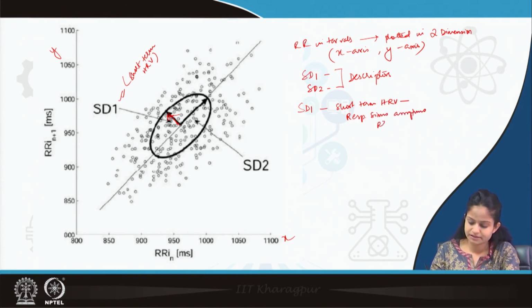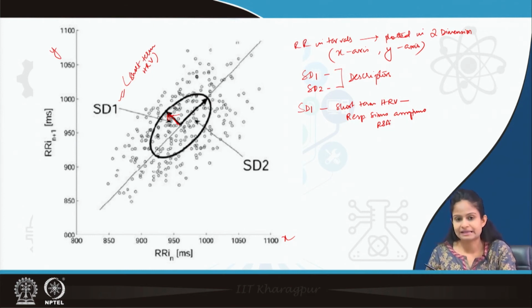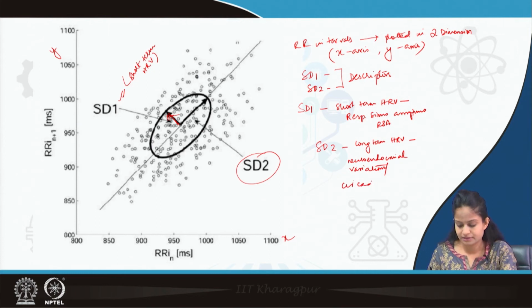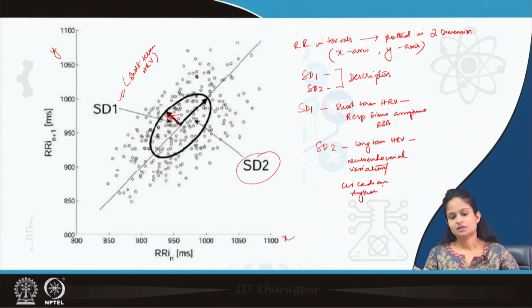arrhythmia, RSA, and the point of dispersion which is lying parallel to the line of identity, that is SD2. So, SD2 is the long term HRV. This is usually denoting the neuroendocrinal variations as well as the cyclical variations or the circadian rhythm. So, this is how the Poincare plot analysis is done.